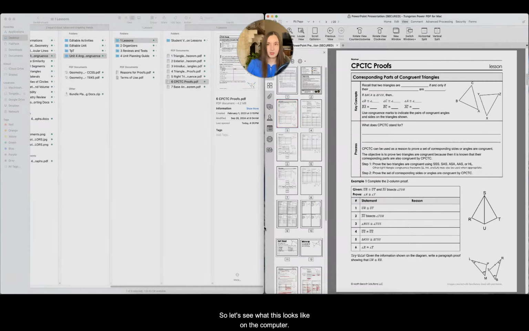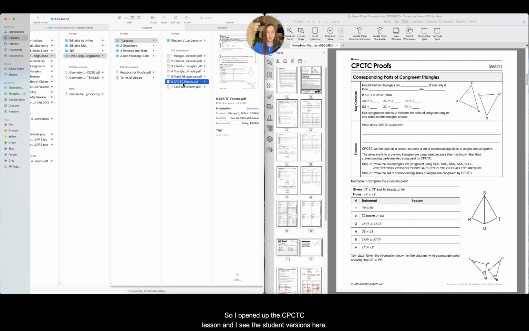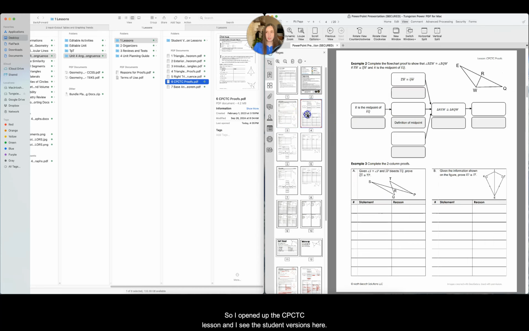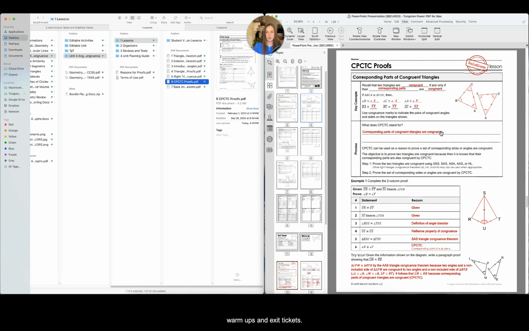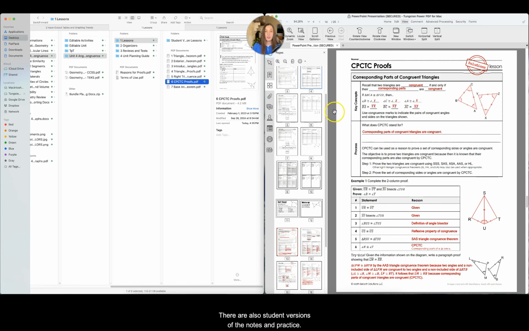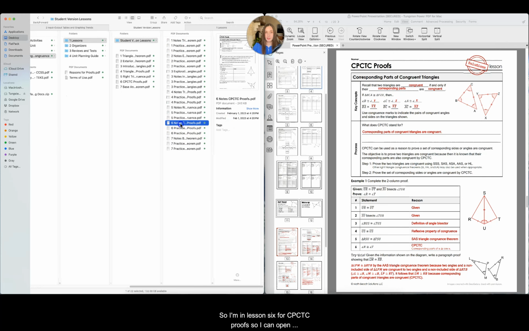So let's see what this looks like on the computer. Here, you have your lesson file. So I opened up the CPCTC lesson. And I see the student versions here. You'll also see the practice worksheets included, some warm-ups and exit tickets. And then you can also see here that we have in-context solutions for the lesson notes, the guided notes. There are also student versions of the notes and practice, so if you just want to print and go. I'm in lesson 6 for CPCTC proofs.